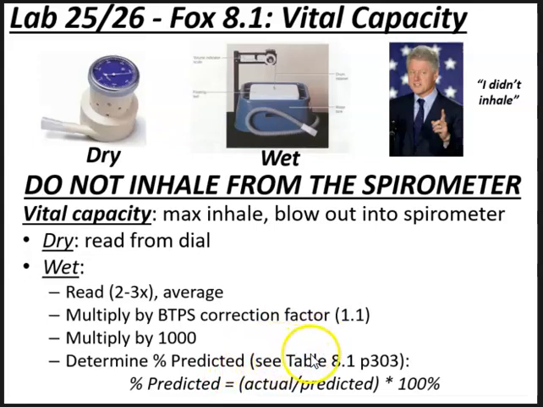We will see the comparison of these percentages in Table 8.1 on page 303 in your manual. We obtain the percent predicted by taking the actual number that we were able to obtain from the wet spirometer, dividing it by the predicted value, those predicted values being in that table, and then multiplying by 100%. So that is how we would get a percent predicted. Basically, it's what you actually blew divided by the predicted value.